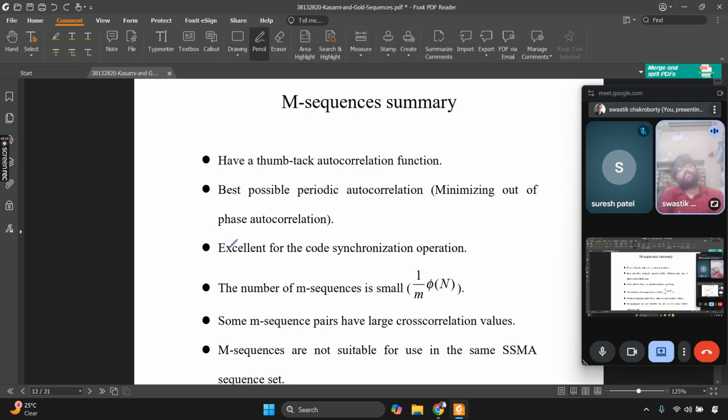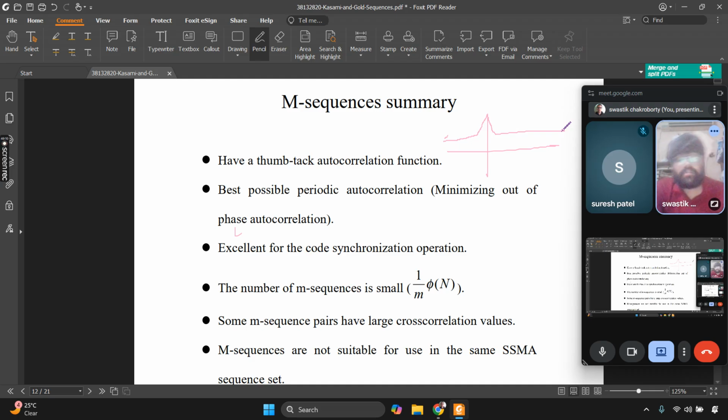So M sequences, in summary, have a thumbtack autocorrelation function. Thumbtack autocorrelation means flat, then it goes up, then it is flat again. This is called a thumbtack autocorrelation, or you can say it's an impulsive autocorrelation. It rises like this, then falls again. This is the best possible periodic autocorrelation.